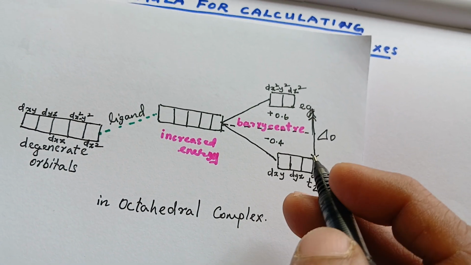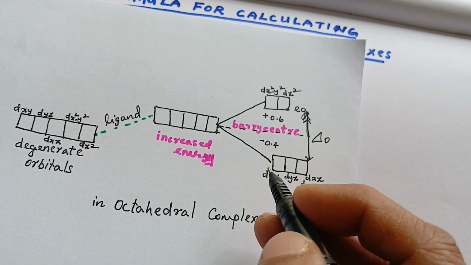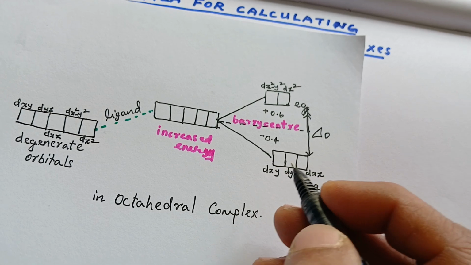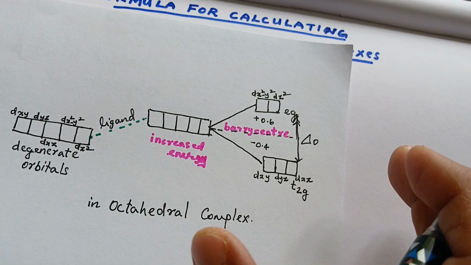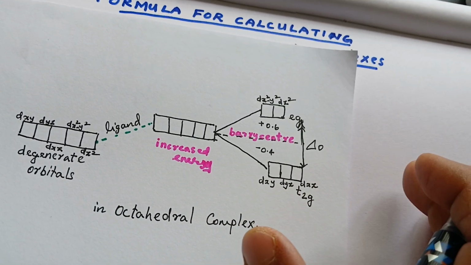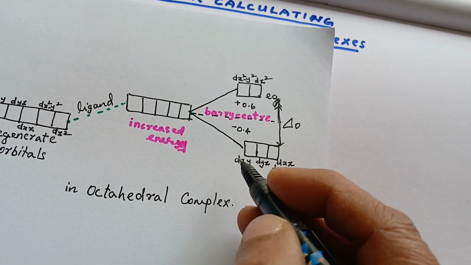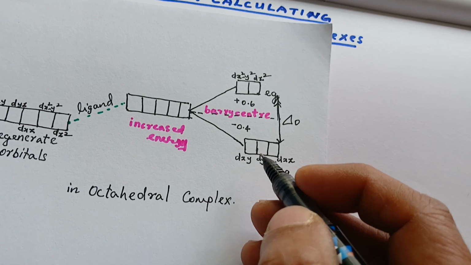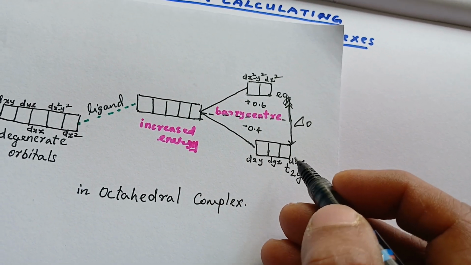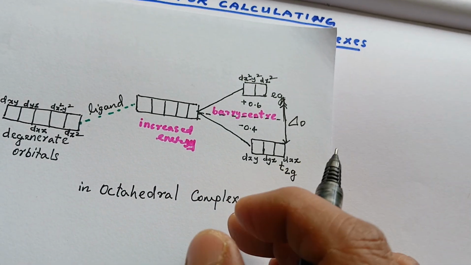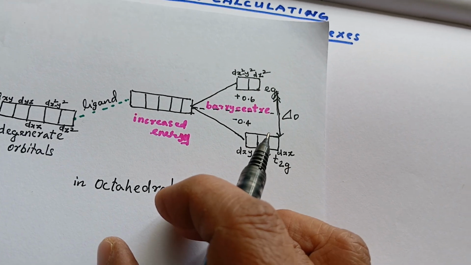There is another factor called pairing energy, which makes the electrons pair up in the given orbitals. That is how we say if a complex is high spin or low spin. If there are too many unpaired electrons in the orbitals, then we call it high spin because the electrons are not paired. But if the electrons are paired, then there will be lesser spin.